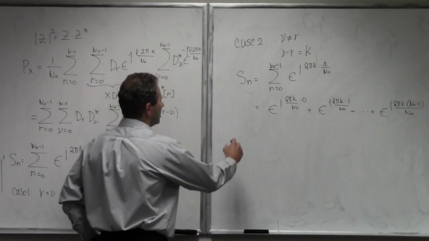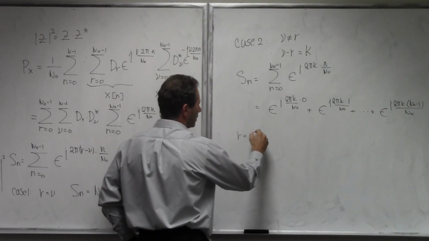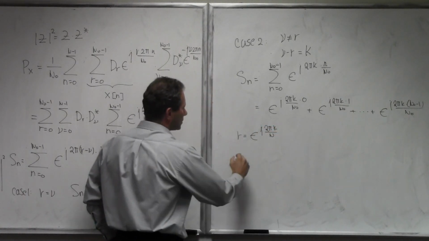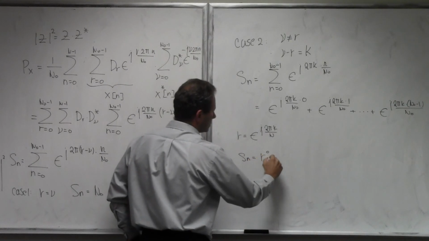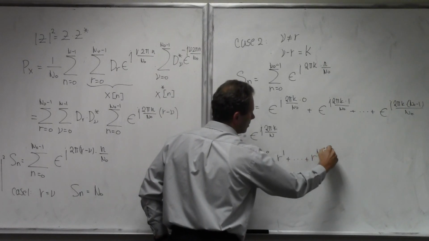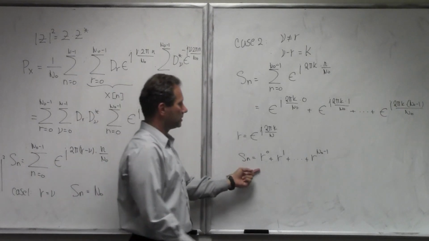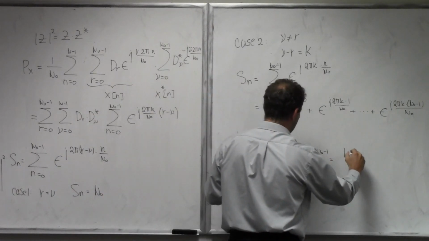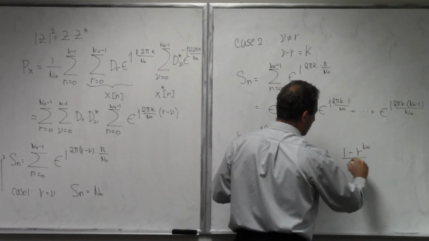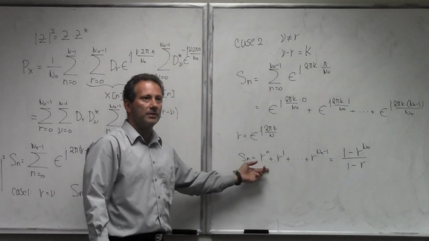The only thing that comes to mind may lead us to a dead end. Let me call this r equal to e to the j 2 pi k over n0. Then this Sn becomes r to the 0 plus r to the 1 plus and so on plus r to the n0 minus 1. And I know how to sum this: it is 1 minus r to the n0 over 1 minus r. This is the geometric progression.